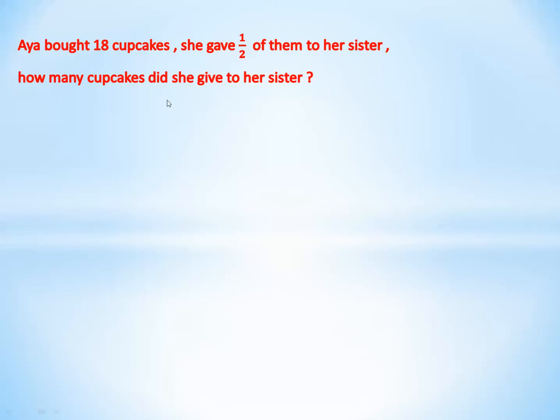How many cupcakes did she give to her sister? Okay, so she gave 18 times half. Half of 18 means 18 times half, or half times 18. It's like 18 divided by 2, or numerator times numerator, it will be 18 over 2. Okay, 18 divided by 2 equals 9.